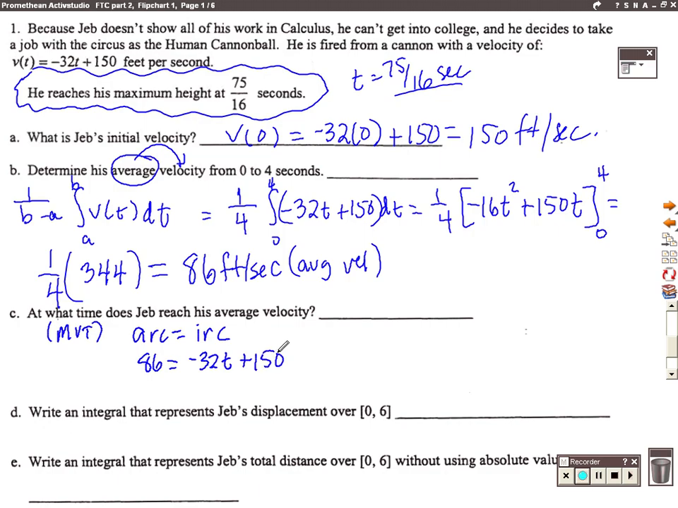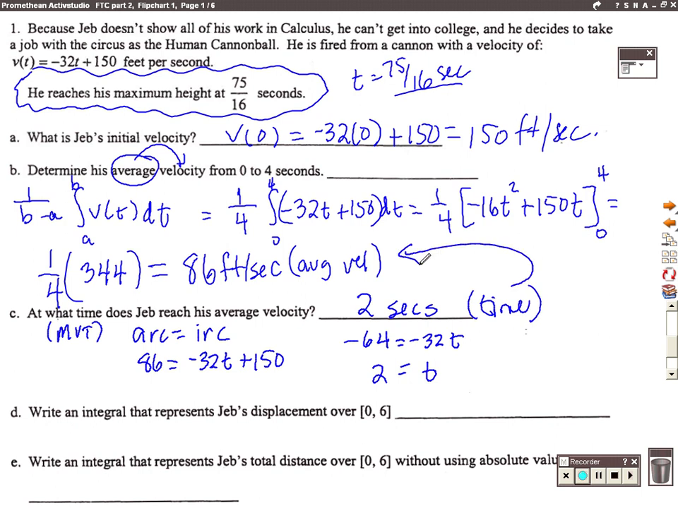I'm going to solve that equation by subtracting 150 from both sides. And 86 minus 150 is negative 64, equal to negative 32t. Divide both sides by negative 32, and t is equal to 2 seconds. So this is the time at which he was actually traveling at an instant 86 feet per second. Okay, so that's your connection, average value, mean value theorem.